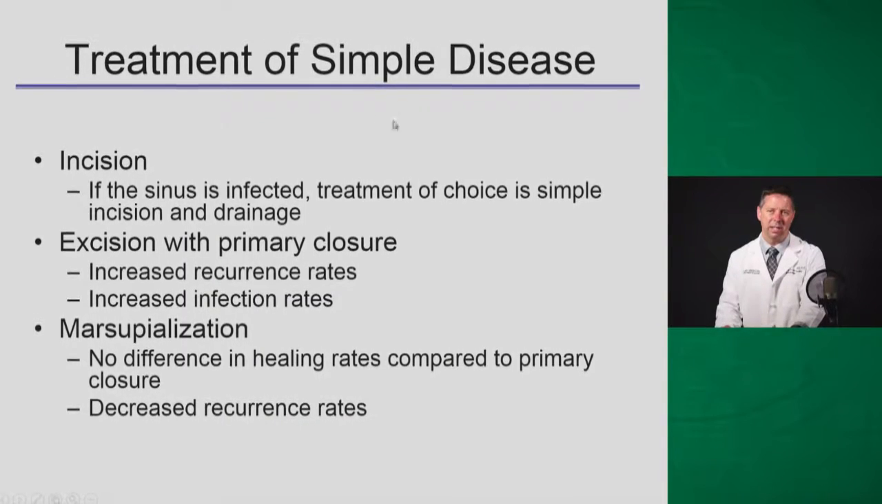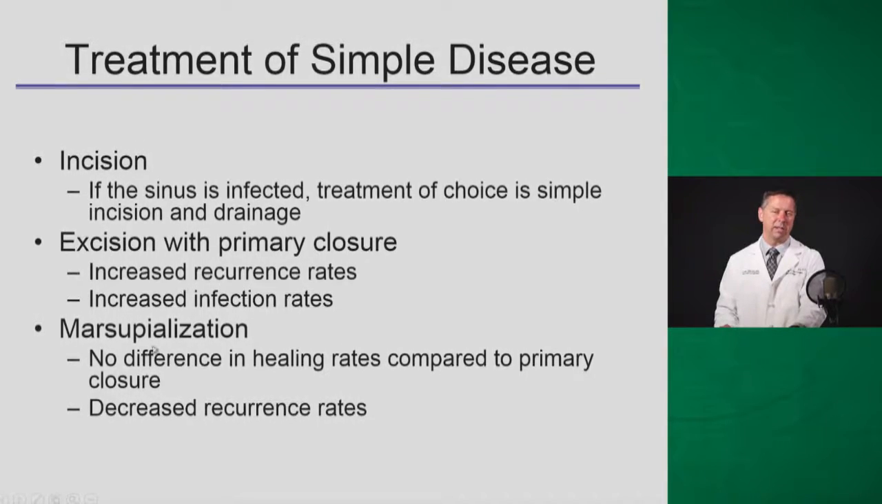The treatment is fairly simple if it's simple disease. If the sinus is infected, you just have to incise and drain it. I don't do any major procedure at this point to try to prevent it from coming back. When they present with an infection, I drain the pus. If it heals as a chronic pilonidal sinus, or if they come in with a chronic draining sinus and we're going to try to do something primarily to repair or get rid of the pilonidal disease, you can do an excision with primary closure.